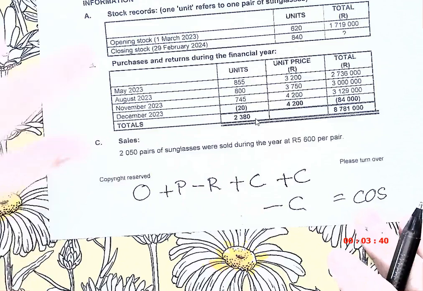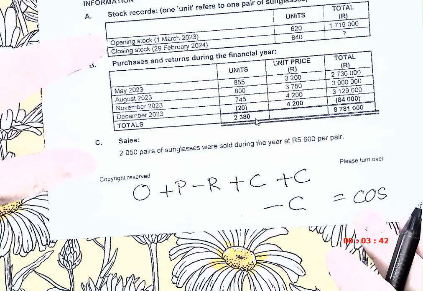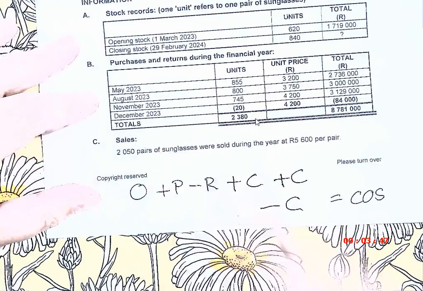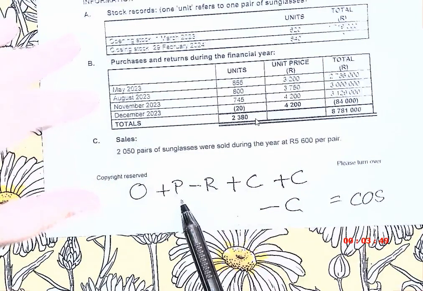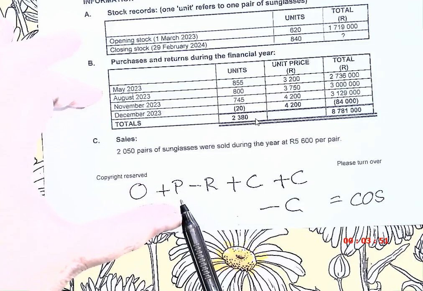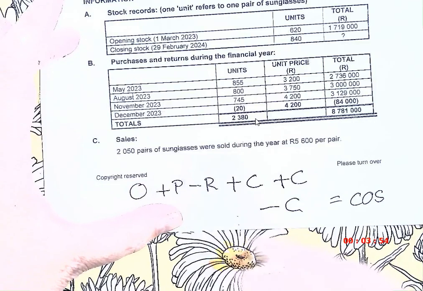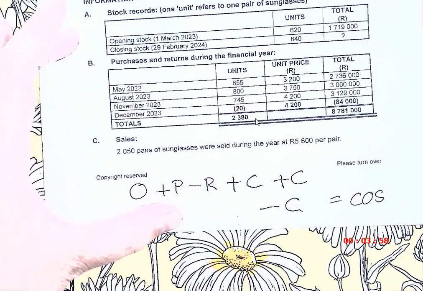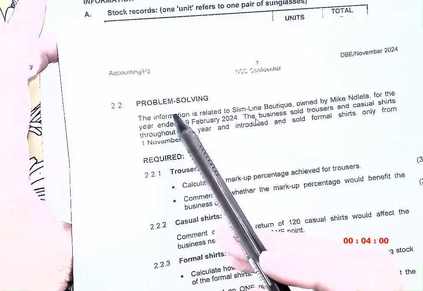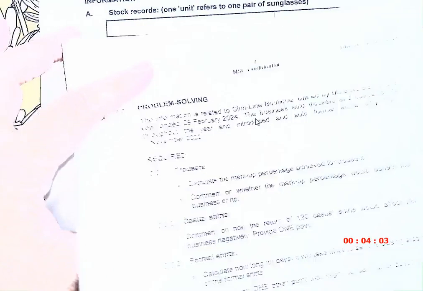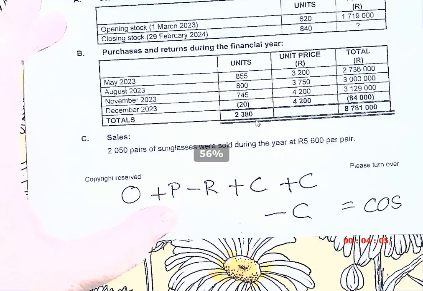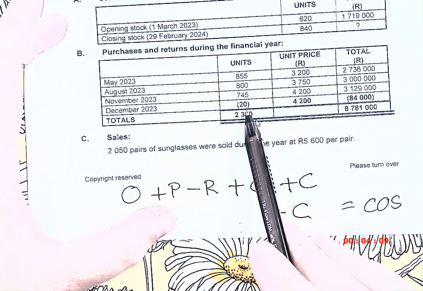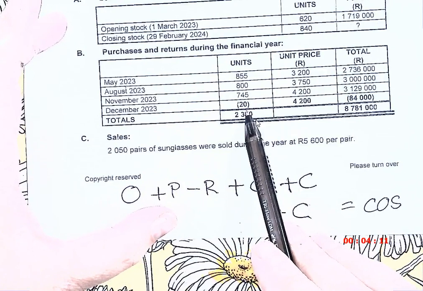So can you see there's the opening, there's the closing, there's the purchases. Now I want to look, was there any returns? Can you see, they don't say anything here about returns. The next page is another question, so it's got nothing to do with this one. Is there any returns that I'm missing? Yes. Then December is a 20 Rand return, a 20 units return.